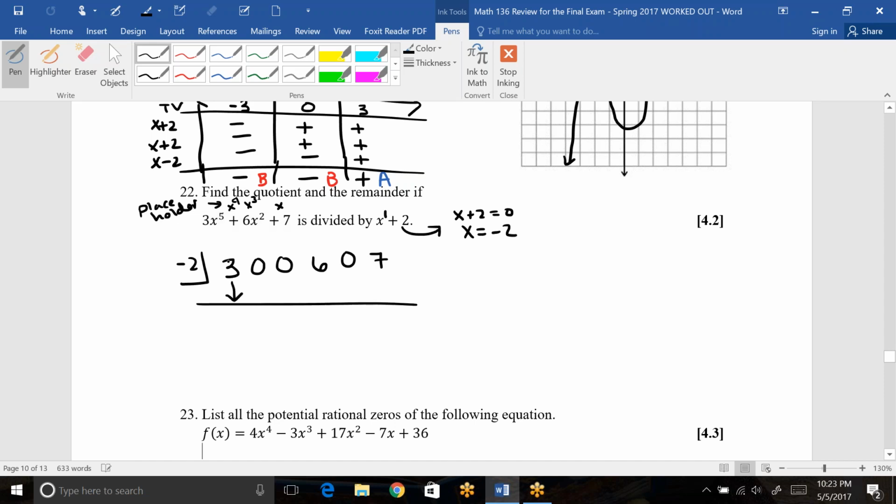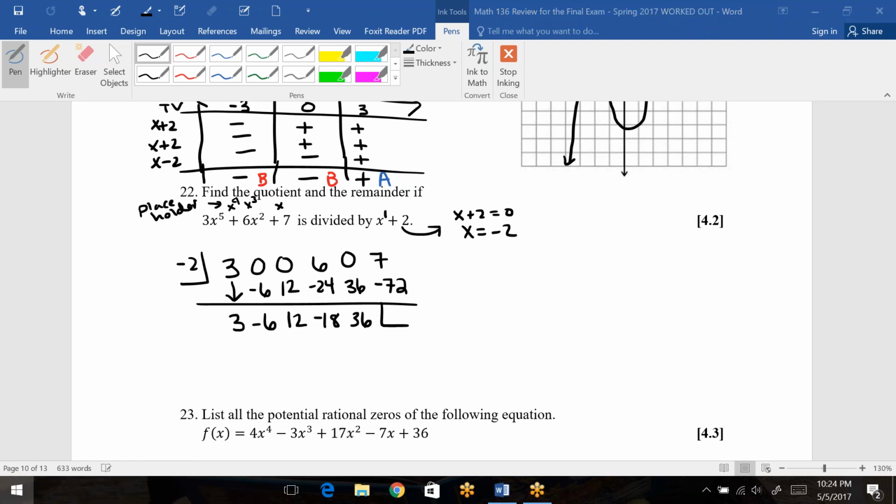I pull down my first number in the column after this box, so that would be 3, and then we start multiplying. Negative 2 times 3 is negative 6. Add the column. Negative 2 times negative 6 is positive 12. Add the column. Negative 2 times 12 is negative 24. Add the column. Negative 2 times negative 18 is positive 36. Add the column. Negative 2 times 36 is negative 72.